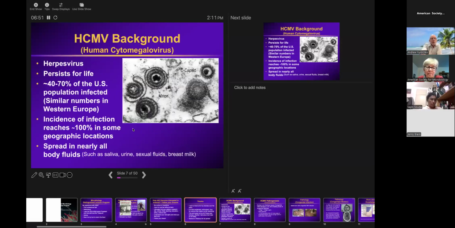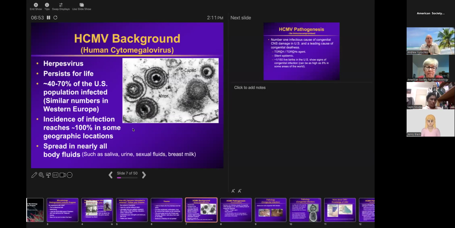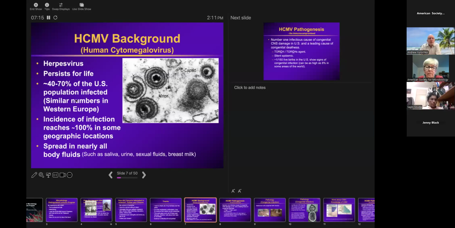So that stated, let me talk a little about what I work on. I work on human cytomegalovirus. It's a herpes virus. It does persist for life. So once you get it, you get it for life, like the other human herpes viruses. There are 9 human herpes viruses, and the other 8 all persist for life. In the case of CMV, about 40 to 70% of the US population is infected, and similar numbers are seen in Western Europe. In some places in the world, it is really endemic, where numbers are close to 100%.